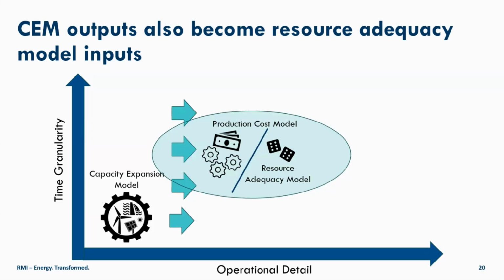These models are really similar under the hood. And in fact, they represent operations in a similar way. They're just used for different purposes. Resource adequacy models are used to assess the reliability of the system. So while the production cost models determine how the portfolio would operate, resource adequacy models really focus on how reliable the system is.